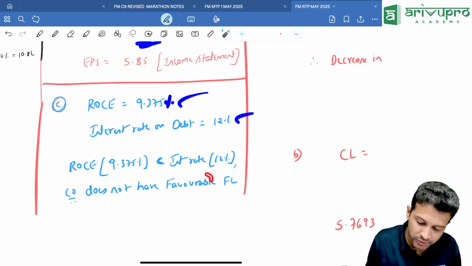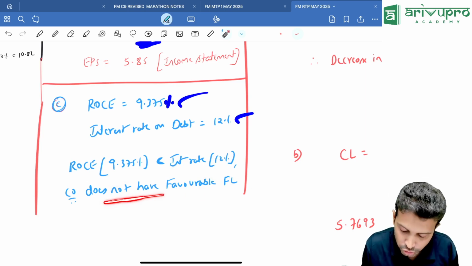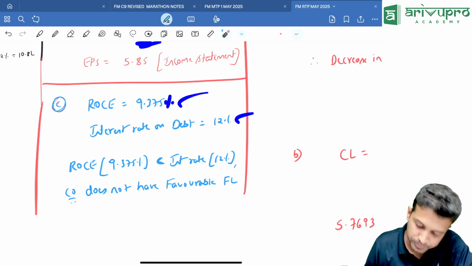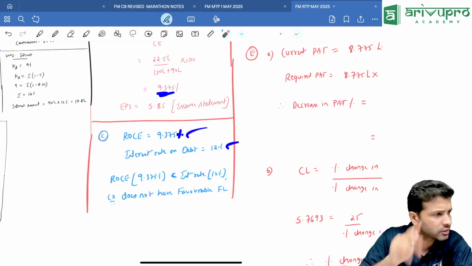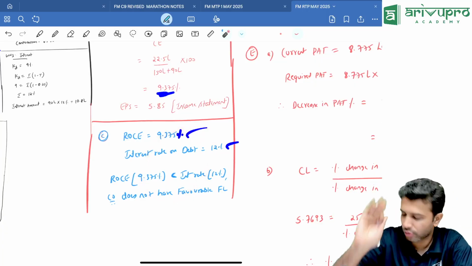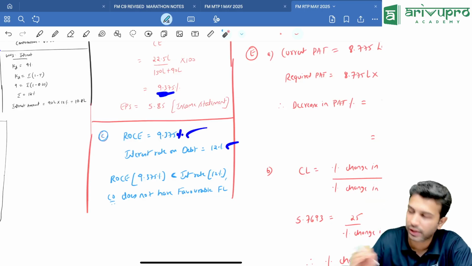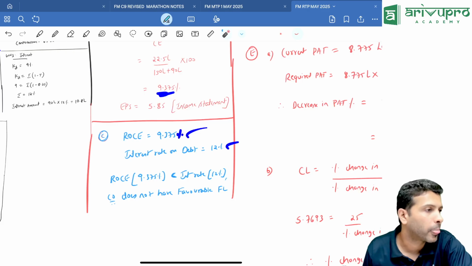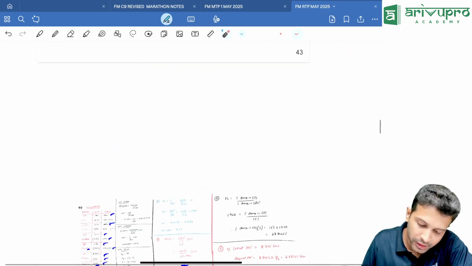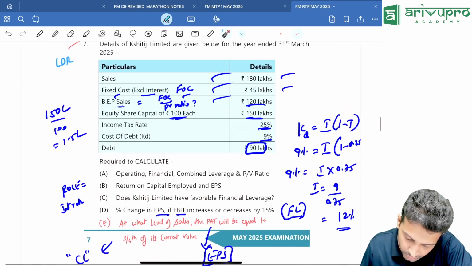But in this problem, it is favorable or unfavorable? Or rather, it is not a favorable financial leverage. Good theory question. I think I did discuss this when I did the marathon. Anyway, no problem. Now the numbers we have to connect with that. Carry on. Next requirement, I'll read that requirement once again for you.